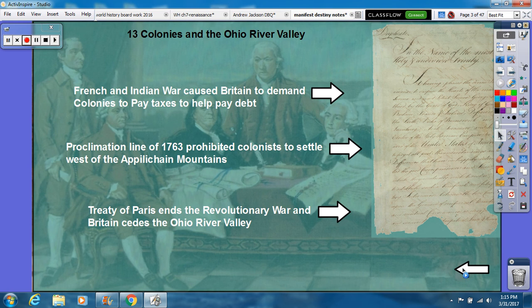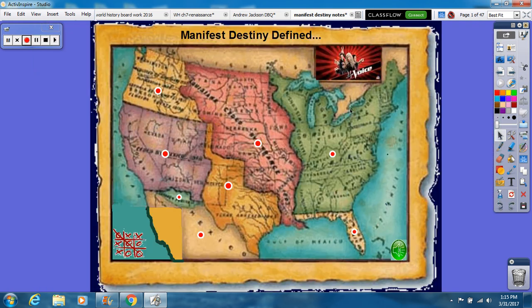And that's how America will acquire this area of land right in here. As you remember, this area in here pretty much was already the 13 colonies, okay? But this area right here, the Ohio River Valley, will be acquired by the Treaty of Paris.